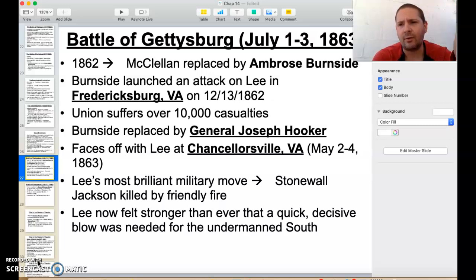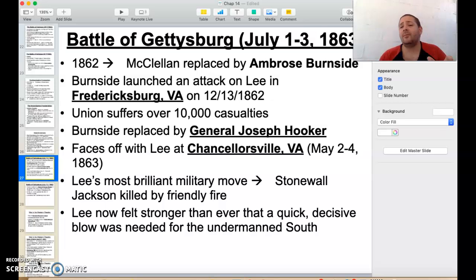The South really throws everything it can get at the North. The famous Pickett's Charge is on the third day, July 3rd, where George Pickett and his army charge across a massive open field on the Northern Army, and they're just demolished, right? The South is forced to retreat.